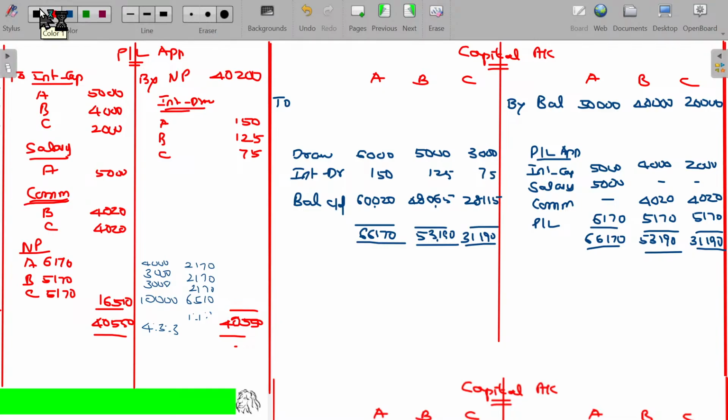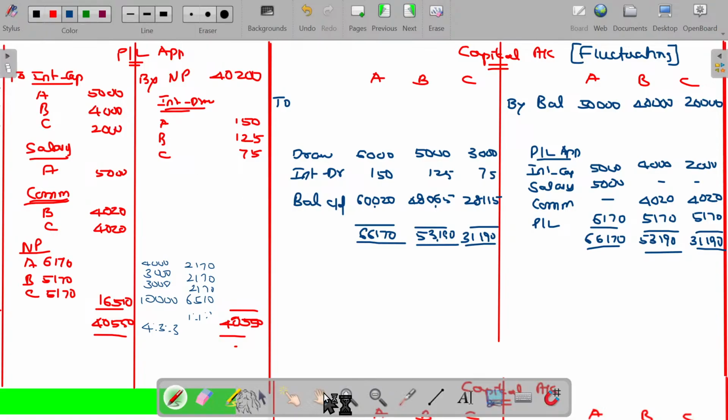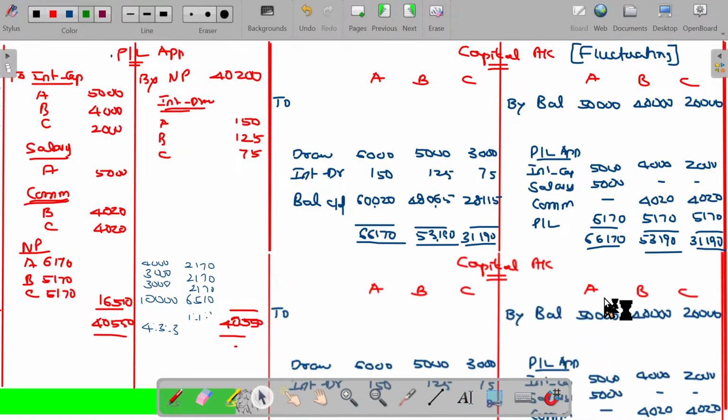So this will be called as fluctuating capital. Fluctuating capital. In case of fixed capital, small change. To this extent, it remains same and named as fixed capital. Thereafter, the second block will be called as current account. Okay. So you are not going to study it separately.